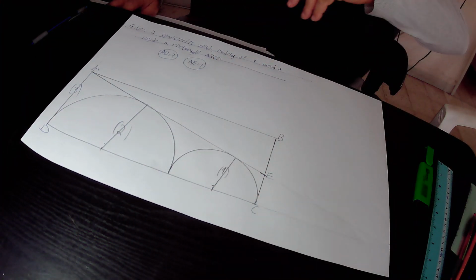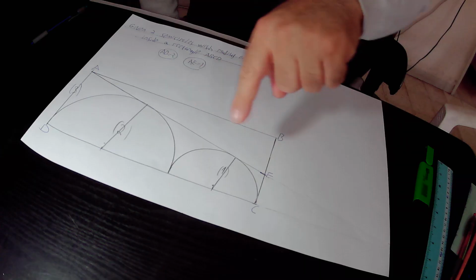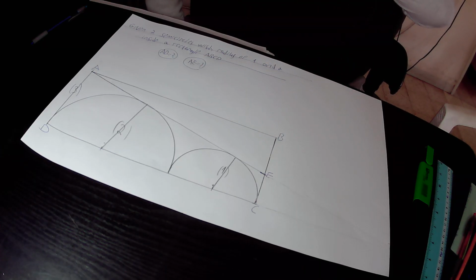And now in this lecture we'll find out the length of line segment AE. In the domain we have rectangle ABCD. We know that side AD of this rectangle is equal to 3 units in its length.